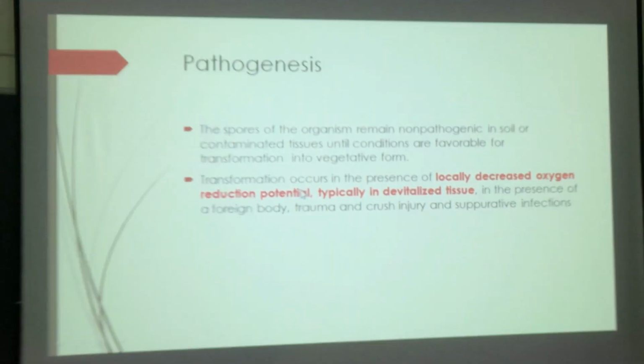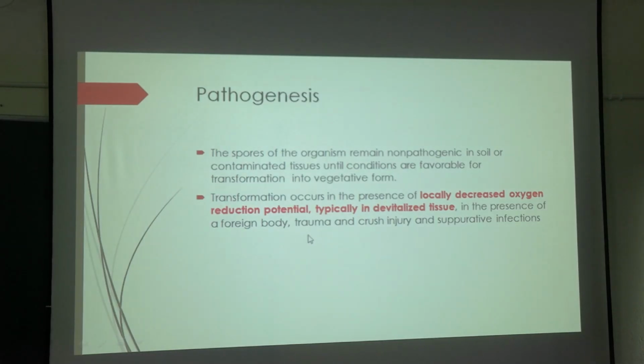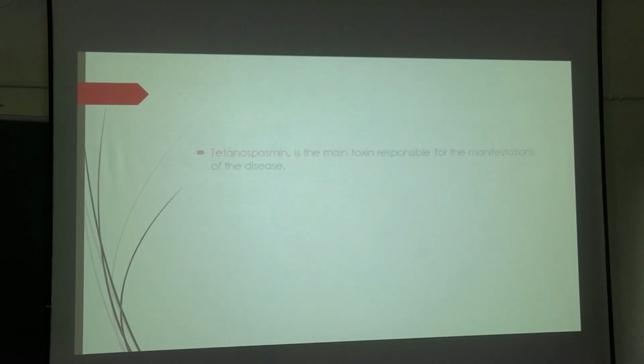Pathogenesis: the spores of the organism remain non-pathogenic in soil or contaminated tissues until conditions are favorable for transformation into the vegetative form. Transformation occurs in the presence of a locally decreased oxygen reduction potential, typically devitalized tissue in the presence of a foreign body, trauma, crush injury or suppurative infections.